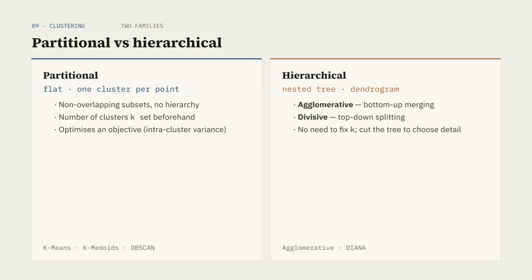Clustering methods fall into 2 main families. Partitional methods like k-means produce a flat structure of non-overlapping clusters. Hierarchical methods build a nested tree or dendrogram, allowing you to choose the level of detail after the fact.